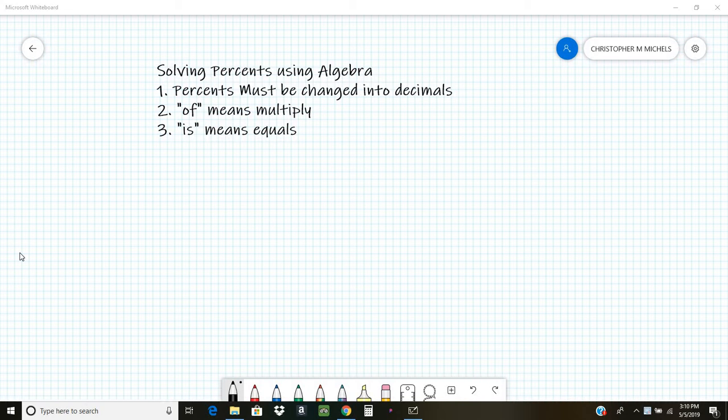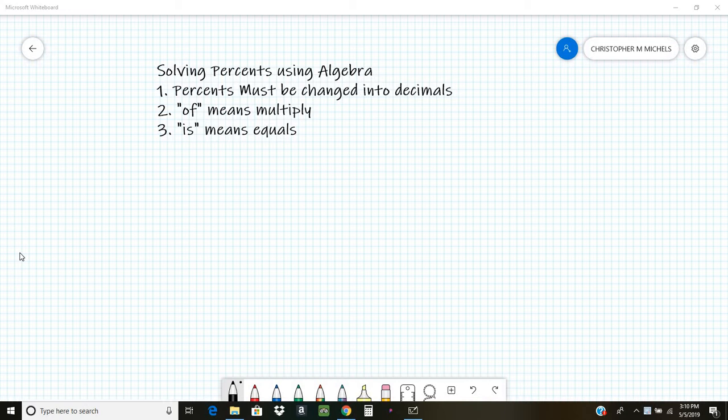Okay, in the last video I showed you how to solve percents using proportions. Now there are other ways you can solve percent problems. Most people like to do it this way, solving using algebra. And again, I don't really care which method you use. You can pick whichever one you like. Each method kind of depends on what the problem is.